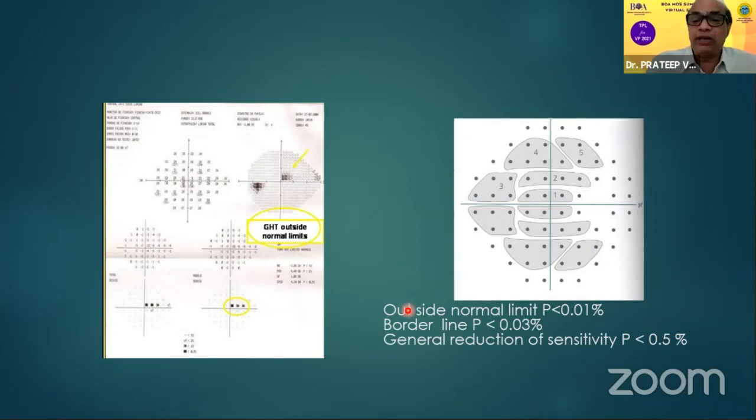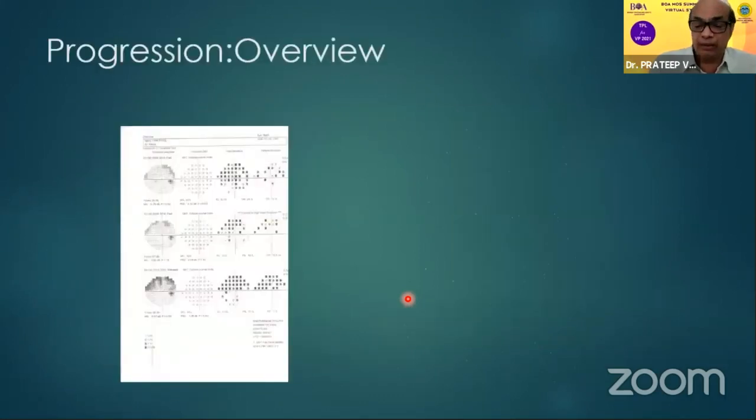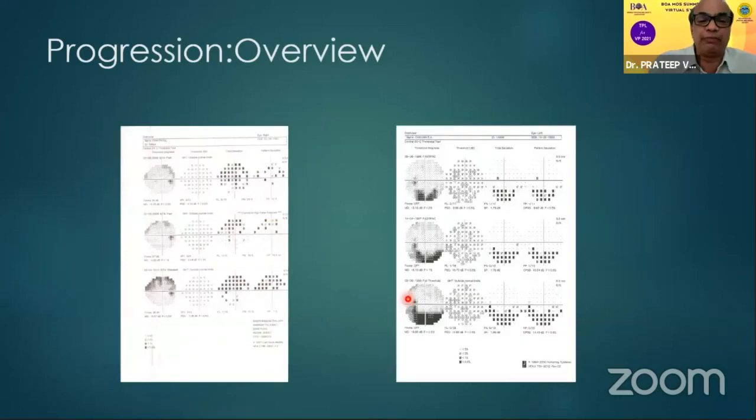So for the outside normal limit, the P is less than 0.01, which is highly significant. So you get all the ready-made information on the perimetry, because the static is there and it's still evolving, so that you can become more and more comfortable.